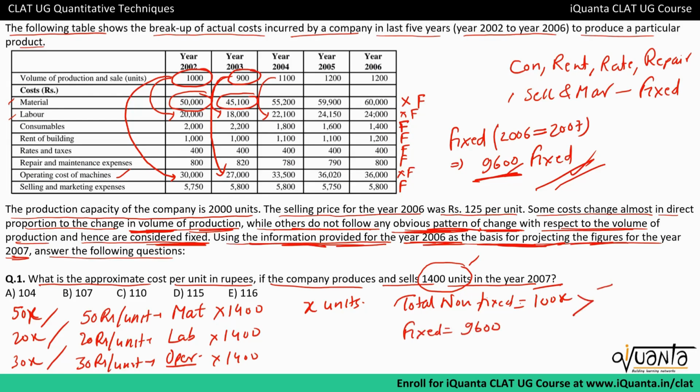Okay, so total cost will be equal to the sum of these two. That means 100x plus 9600. Okay, in the question I have been asked cost per unit in rupees if there are 1400 units. So total cost will be 100 into x, which is 1400, plus 9600, divided by the number of units, which will give us roughly 107. Option B will be the correct answer over here.